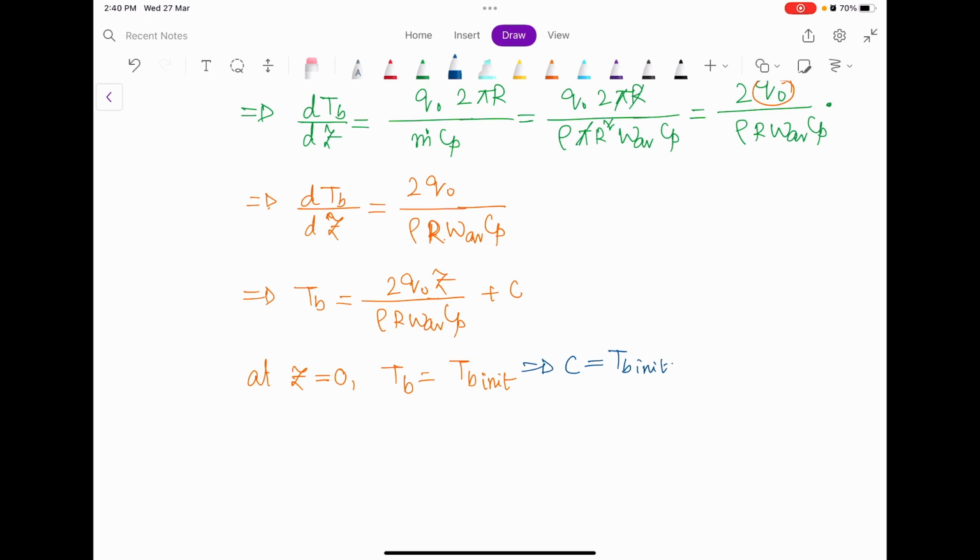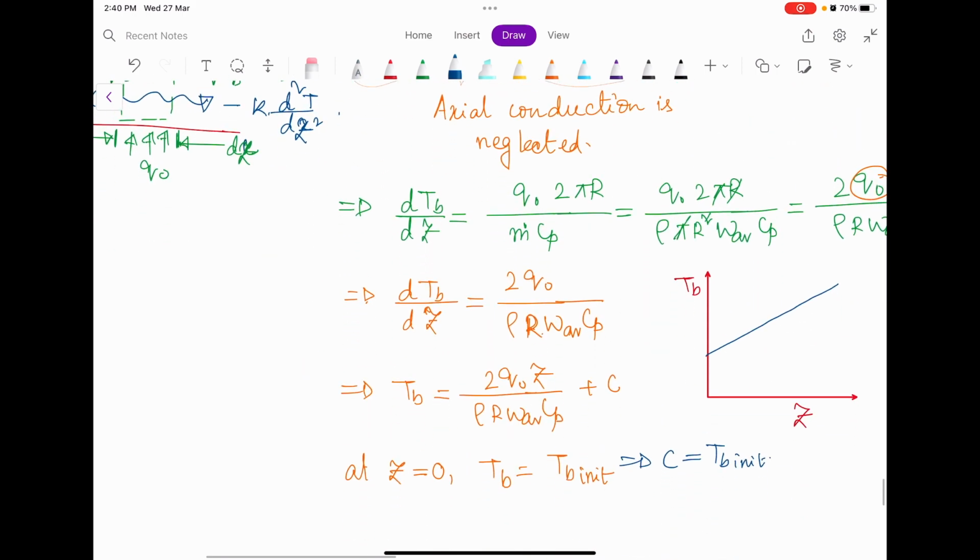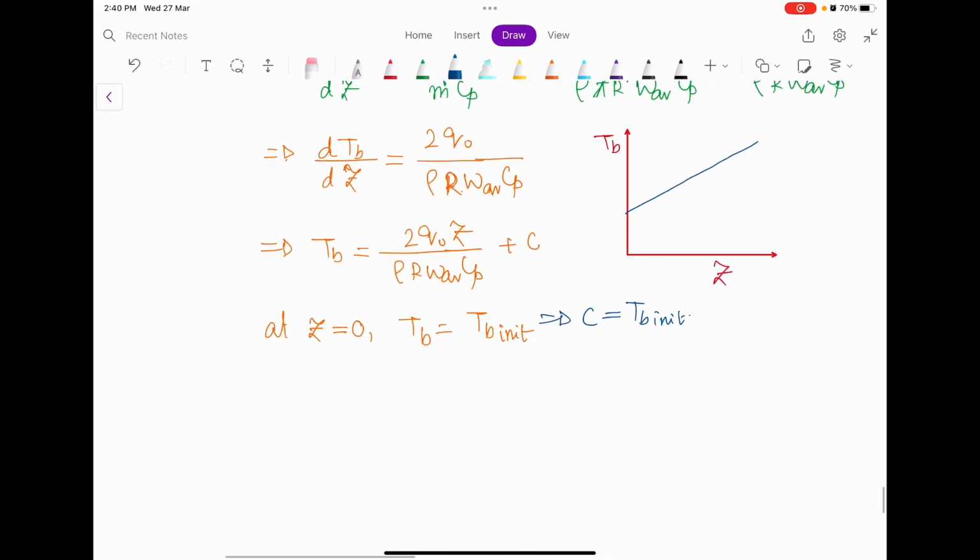Okay, and you see that this is physically meaningful. Because if I am having a graph like Tb versus z, then it is showing that it was having some finite value and then it is increasing linearly, right. And because you are constantly giving it some heat, that is why it is increasing linearly.